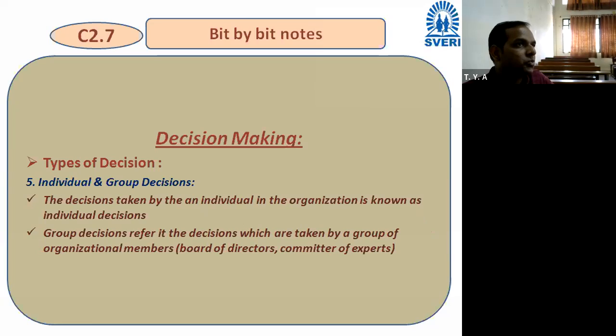Then individual and group decisions. The decision taken by an individual in the organization is known as an individual decision. The laborer decided, I will go by this material next time, I will follow this way. His own decision, no? So it can be an individual decision. The manager decided, I will go by this way, he feels this is the efficient way. So such decisions can be individual decisions.